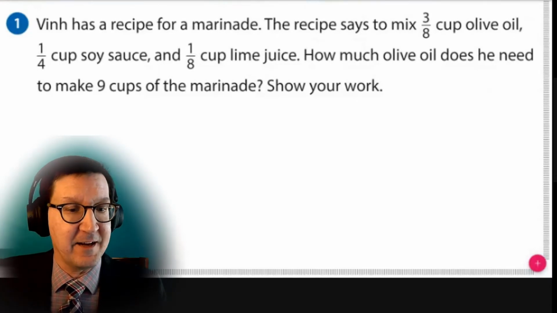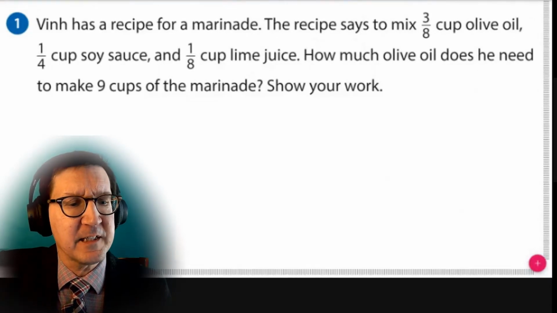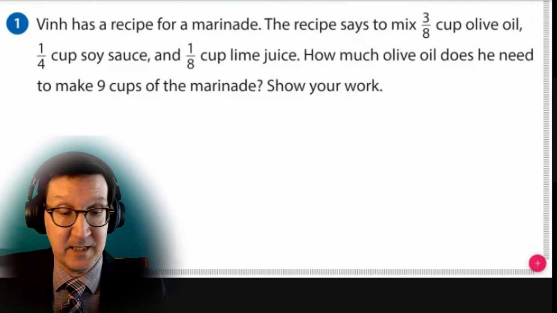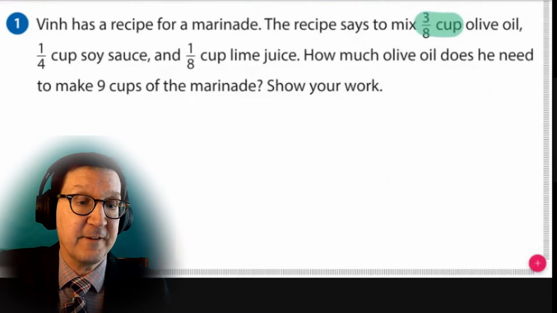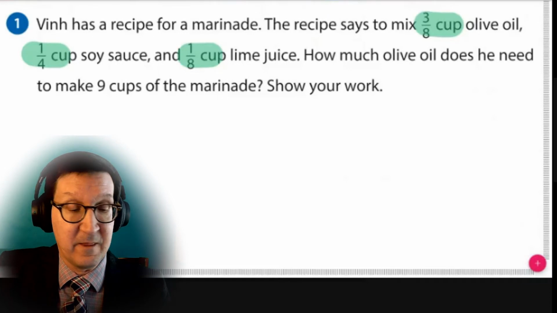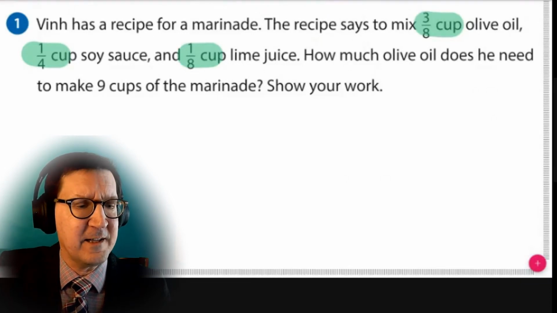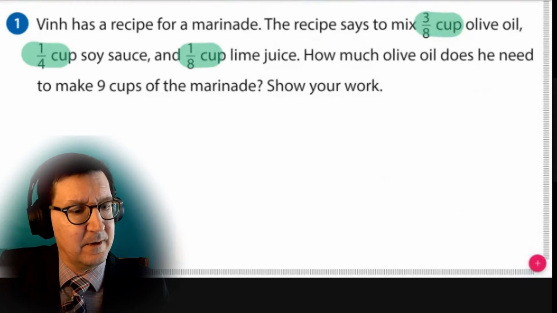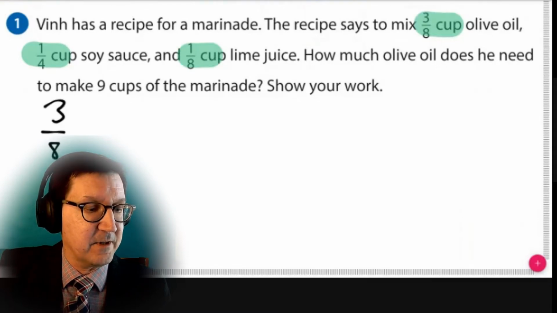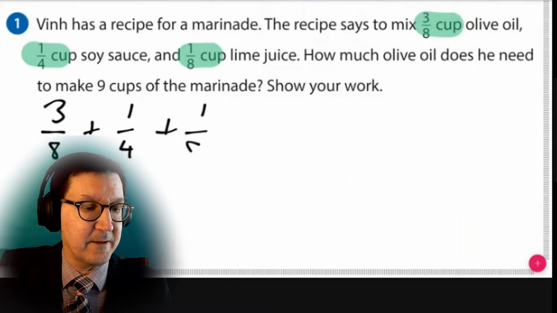Okay, welcome back. So the first thing to realize is we can't find out how much he needs to make 9 cups of marinade until we find out how much marinade all these ingredients make together. So we got 3/8 of a cup of olive oil, a quarter cup of soy sauce, and 1/8 of a cup of lime juice. So we have to add those 3 things together and find out how much our total batch is. So we have 3/8 of a cup plus a quarter of a cup plus 1/8 of a cup.